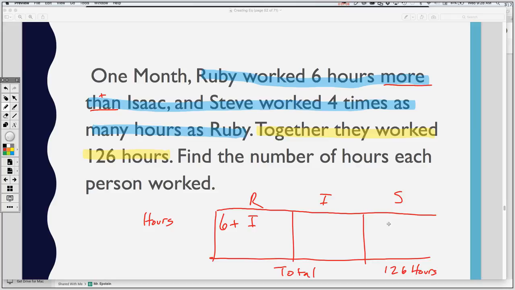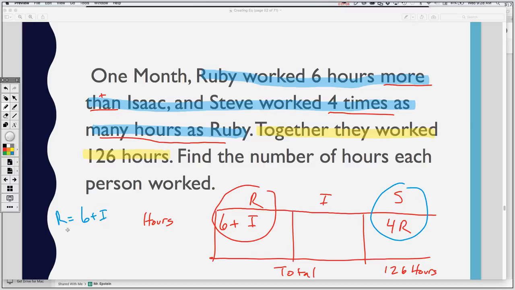4 times as many hours as Ruby. So 4R, good. 4 times R. All right. So we don't know, you said, anything about I, but if I make this equation, from this I could write R is equal to 6 plus I. From this, I could write S is equal to 4 times R. But I want to write something about Isaac.